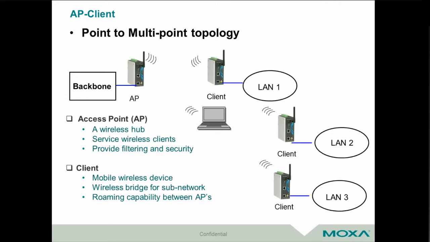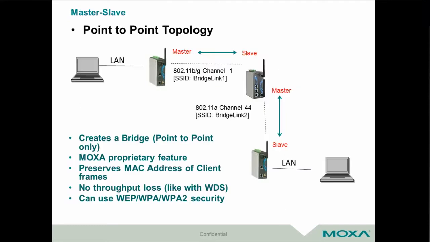It's when you have one main access point that's serving multiple clients throughout a facility. You can have multiple APs or access points scattered throughout your facility and even more clients, but this is basically also known as an infrastructure type of topology. The other one that is used is called master-slave or point-to-point topology.